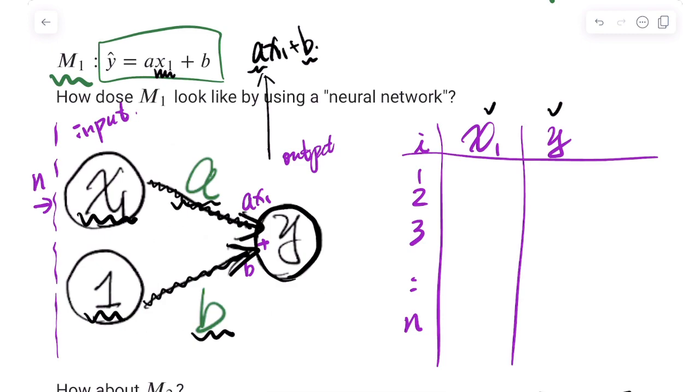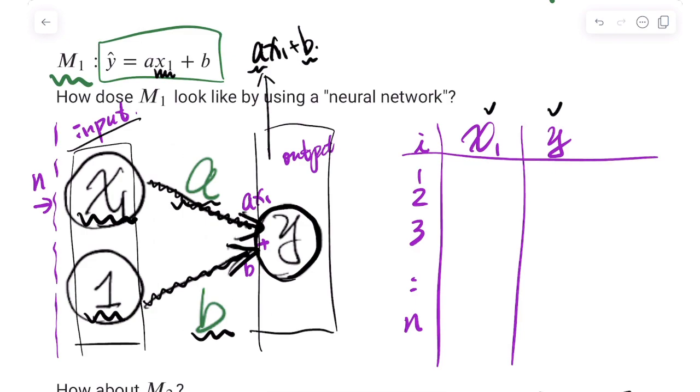which are a and b. At the left hand side, we call it a layer. So x1 and 1 are the neurons in the input layer, and y is the neuron at the output layer. So we have n data points, right? For these n data points, the first data, which is i equals 1, will be fed into this network from the left hand side.